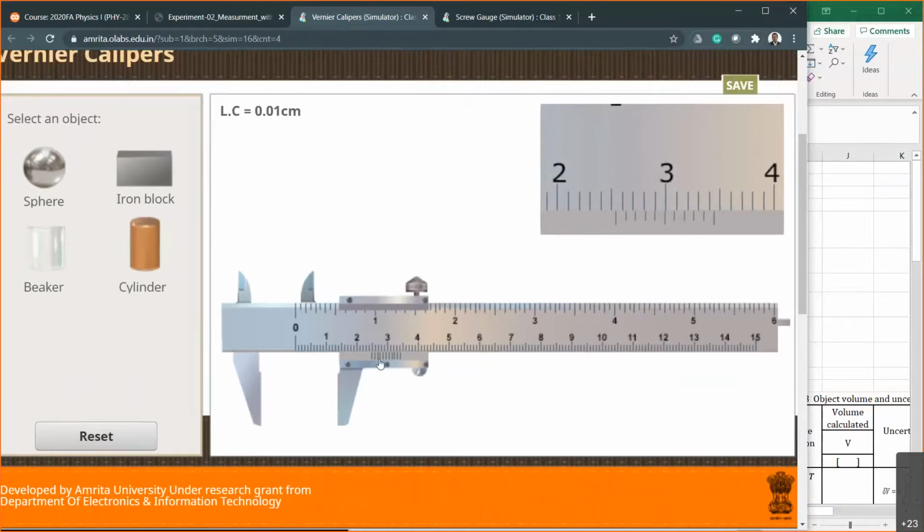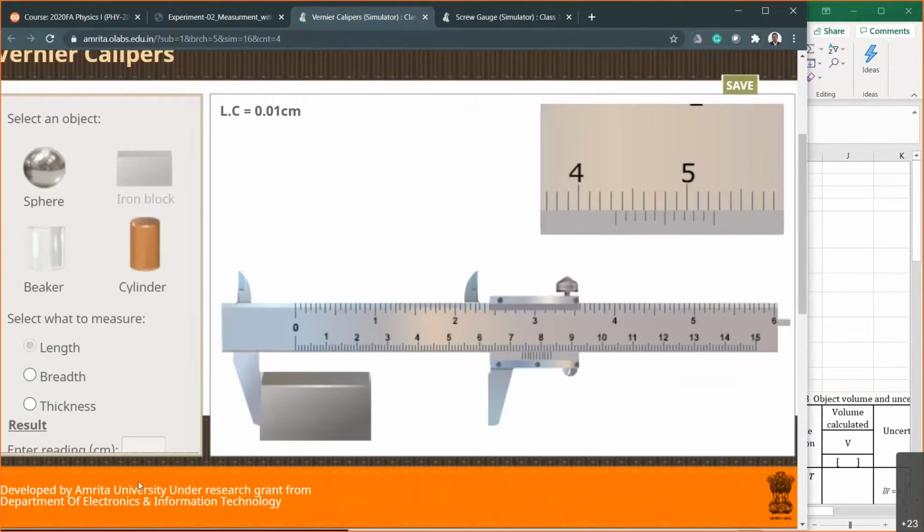Now let's start directly measuring an item. Let's say I would like to measure the length of this iron block. On your left hand side, there are a couple of selections. Just click on the iron block, and it should automatically come in with one side touching the outer jaws.